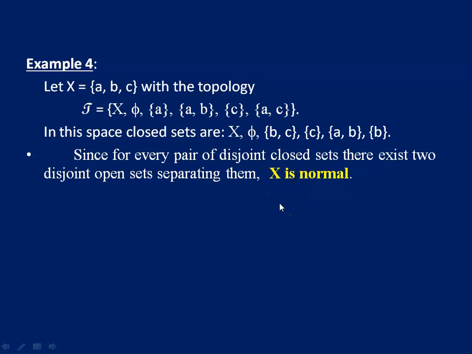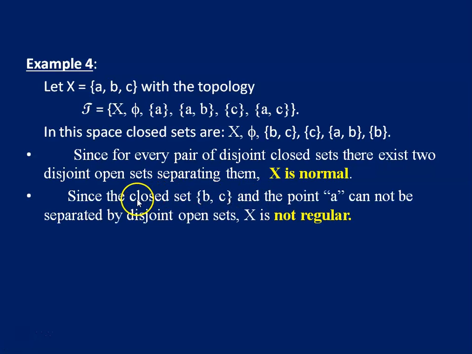Now let us check whether this is a regular topological space or not. Since here the closed set {B, C} and a point outside it, A, cannot be separated by disjoint open sets, this space is not regular. Here we can see that this set containing B, C is a closed set, and the only point outside it is the point A. And for this closed set {B, C}, the only open set containing it is the whole space X. But this whole space X also contains the point A. So we cannot find two disjoint open sets containing {B, C} and A respectively. So this space is not regular.